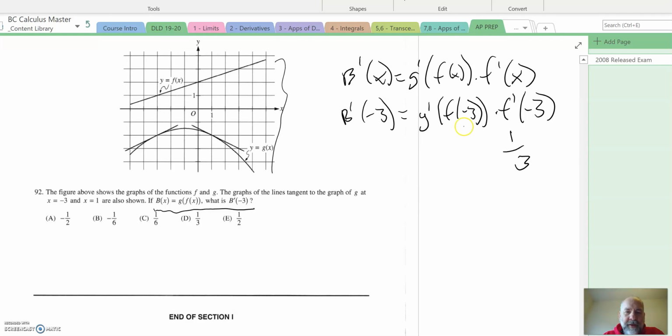Okay, and now g prime of f of negative 3. So what's f of negative 3? F of negative 3 is 1, so I need g prime at 1. And that's why they gave me this thing over here. The graphs of the tangents are at x equals 1. Yeah, so this is the tangent line at 1. And that looks like it's a slope of negative 1/2. So it's negative 1/2 times 1/3, which is negative 1/6. And I got one of the answers, so I'll check it.